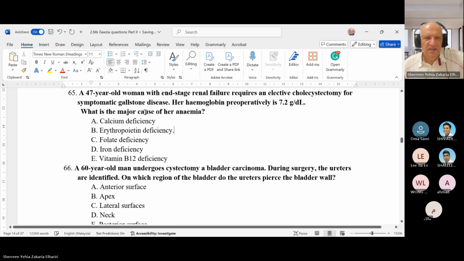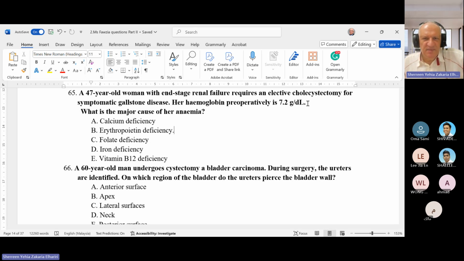Okay. A 47 years old woman with end-stage renal failure requires elective cholecystectomy for symptoms of gallbladder disease, gallstone disease. Preoperative hemoglobin is low, 7.2. It is an indication for blood transfusion. What is the major cause of this anemia? Of course, in renal failure, what type of anemia do we have? Anyone?